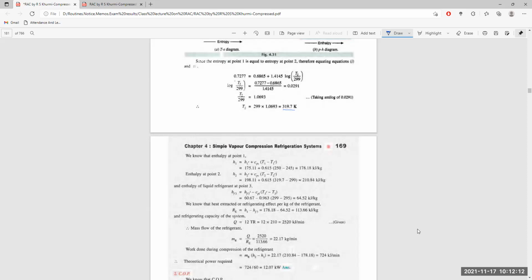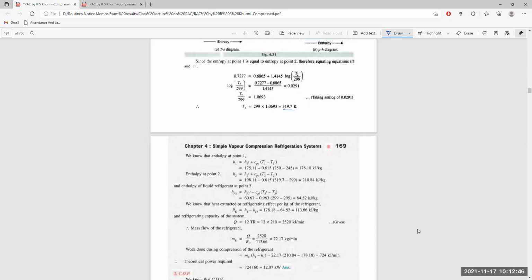The enthalpy of the liquid refrigerant at point 3 is the enthalpy of the refrigerant at point 3 dash minus the specific heat of the liquid refrigerant multiplied by the fall in temperature from T3 to T3 dash. That is 60.67 minus 0.963 multiplied by 299 minus 295. After simplification, that is 64.52.